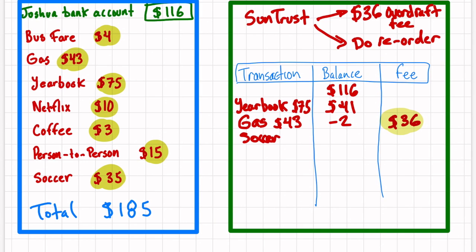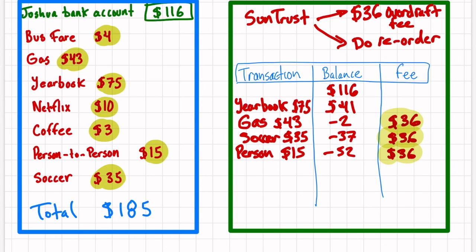And then the third highest from my list is the soccer gear, which is $35. So negative 2 minus 35 would be negative 37. So again, I have to pay a fee of $36. And then the person-to-person transaction is my fourth highest, so I have a charge of $15. So negative 37 minus 15 is negative 52. And once again, I have to pay a fee.